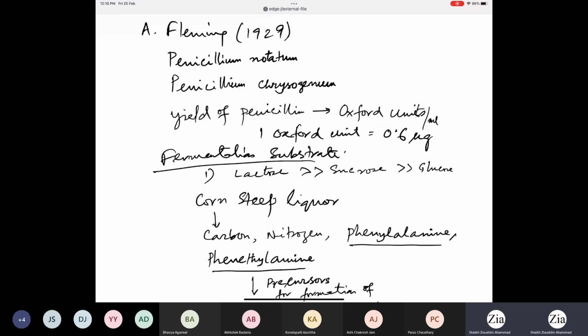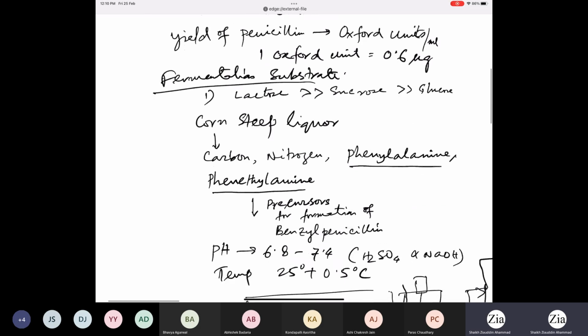That means you will actually provide certain aromatic compounds, phenylalanine, or otherwise you have to add phenylacetic acid. These precursors will help you to get benzyl penicillin or penicillin G.